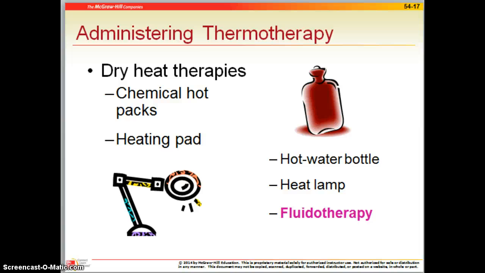For our dry heat therapies, again, it just means it's dry against the patient's skin. So these are your chemical hot packs, your heating pads, the things that you plug into the wall and just turn up the heat. Hot water bottles, because the water is inside and the wet does not touch the patient's skin. They make heat lamps, so literally it looks like a lamp. It generates heat. In fluidotherapy, these would be any sort of fluid inside a container that goes against the patient's skin.